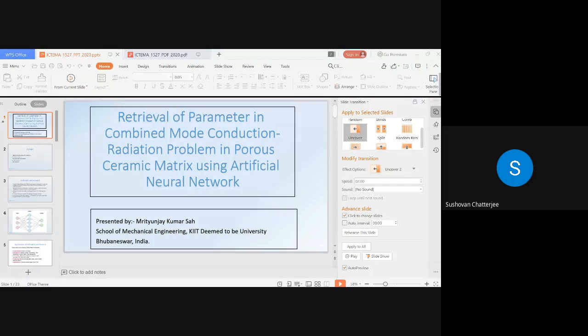Thank you, sir. So, my topic is retrieval of parameter in a combined mode conduction radiation problem in a porous ceramic matrix using artificial neural network. I'm Mrityunjay Kumar, sir, from School of Mechanical Engineering, here at KIIT University, Bhubaneswar. So here is the outline: introduction and application, formulation, result and discussion, conclusion and then references.